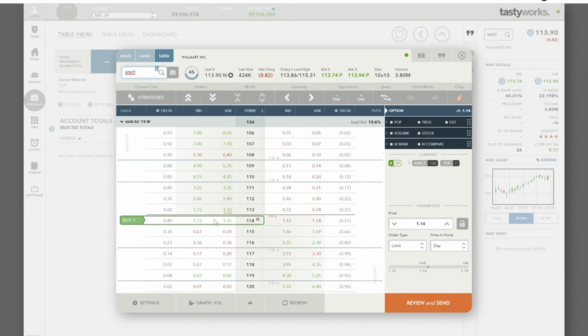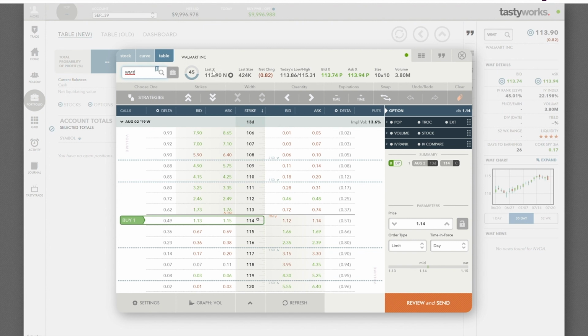Now, I'm not really looking at a chart here, but let's say our stop is at 112.90, $1 lower. If the stock goes down $1, we're going to assume that we're wrong and that our calls aren't going to work, and we're going to want to close those out. So the big question is, at 112.90, how much is that option going to be worth, and how much money would we lose?